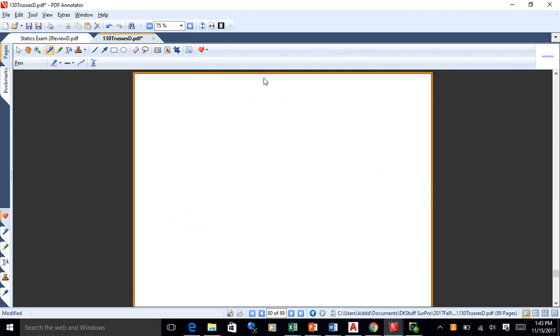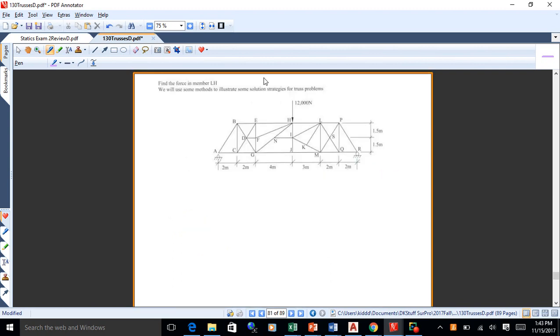This one's a little bit ridiculous, but I just want to use it to show a concept here. Let's find the force in LH. Thing's a little crazy, isn't it? We got to find LH first. I think it takes some time, but I think I found it. Here we go. LH, right there.